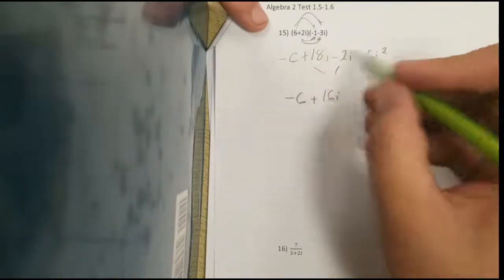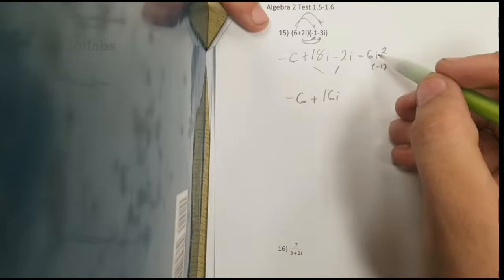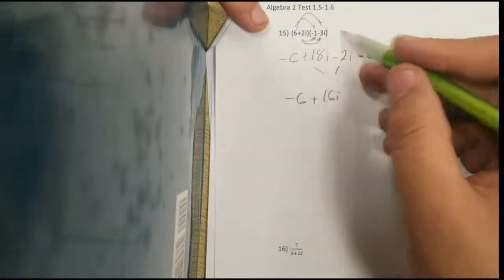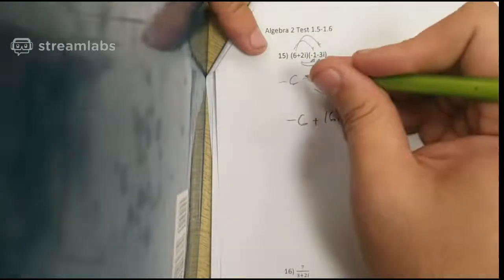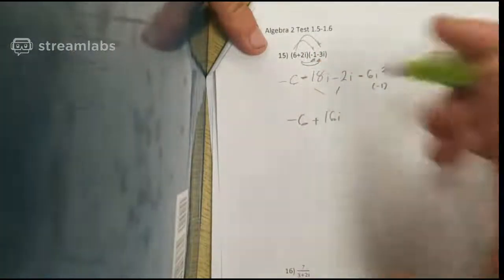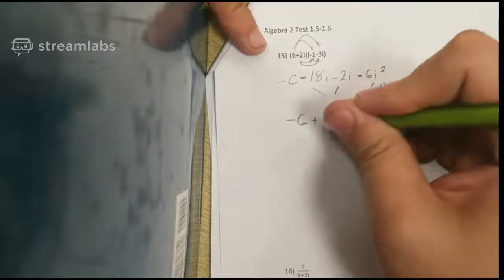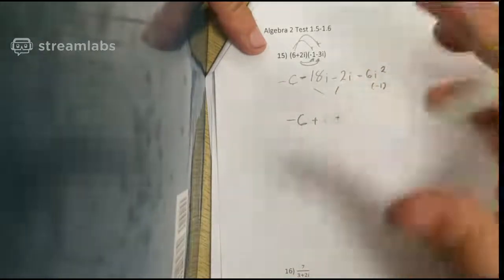Let me just check if that's right, because what's this 16i? Oh, this is negative 18, because 6 times negative 3i is negative 18i. So anyone who wanted to correct me, too late, I corrected myself. So this is negative 18, this is going to be negative 20i.